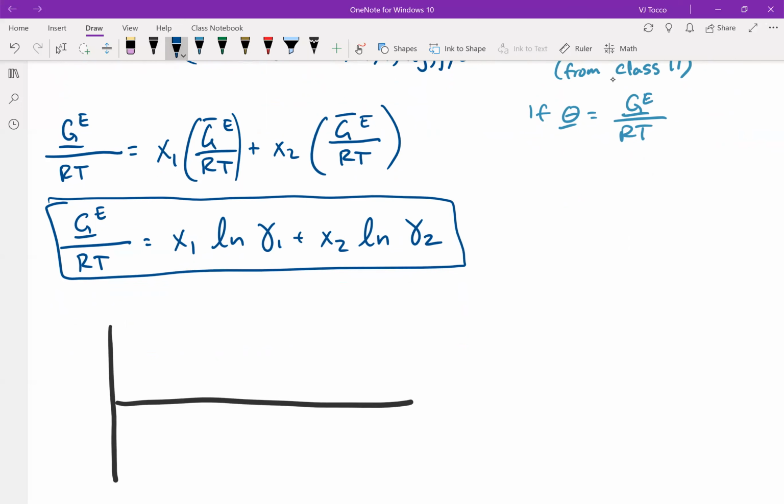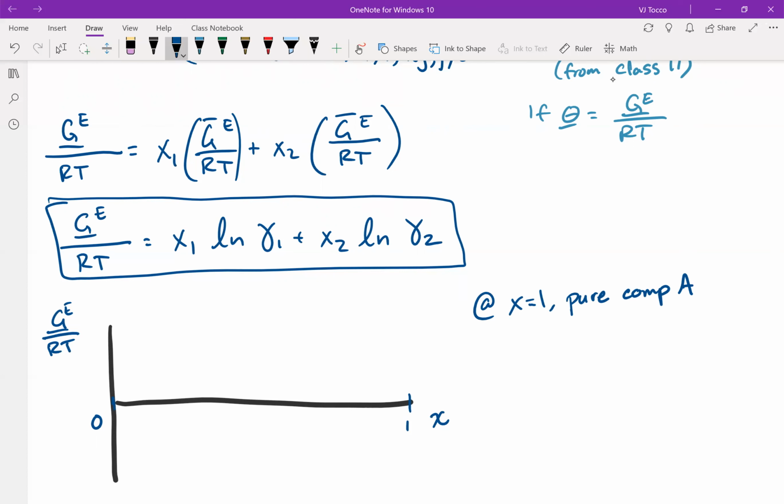So let's say I've got GE over RT as a function of X, and X is going to go from 0 to 1. I know what the excess molar Gibbs free energy must be for a molar composition of X equal to 1. So at X equals 1, I have a pure component, pure component A.